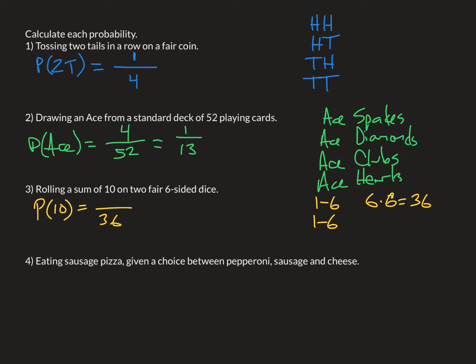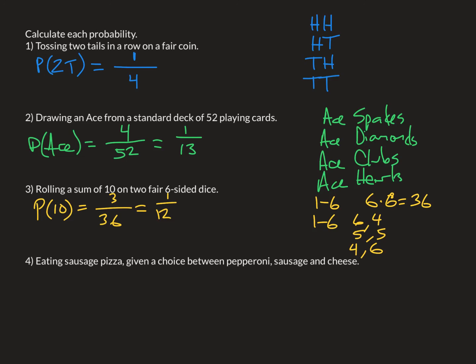Well, how many of them would be successful for us? Well, we could get a 6 and then a 4. We could do a 5 and then a 5, or we could do a 4 and then a 6. And that's it. Those are the only 3 options that add to make 10 on 2 dice. So there are 3 options out of the 36. And again, we can simplify this. I can take a 3 divided by 3 to get 1. 36 divided by 3 is 12. So there's a 1 out of 12 chance of rolling a 10.